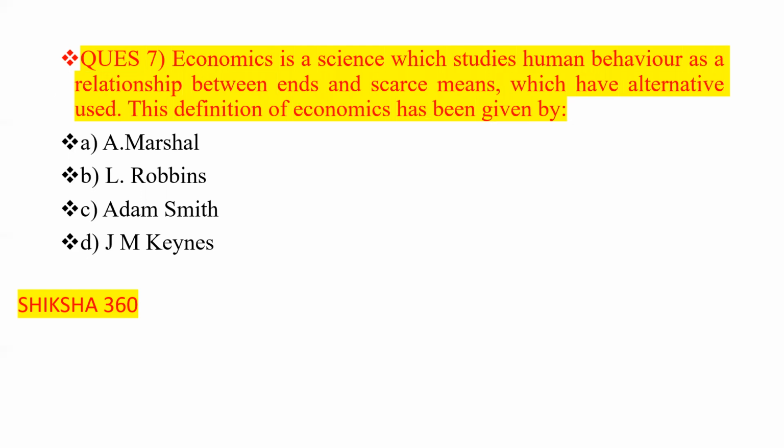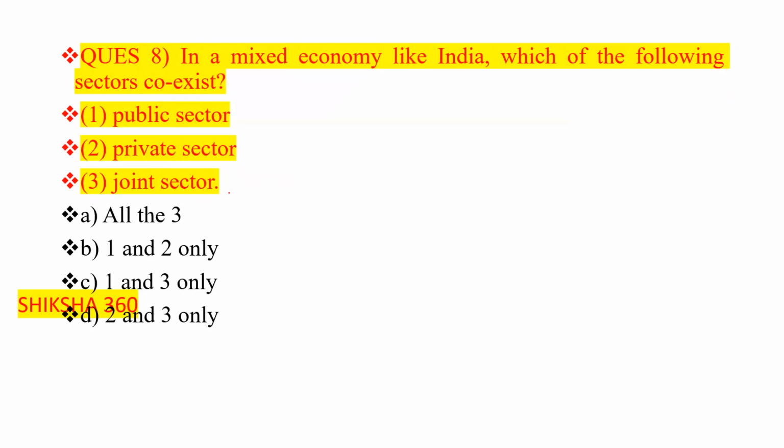Economics is a science which studies human behavior as a relationship between ends and scarce means which have alternative uses. Clear? So this definition of economics has been given by option number B, that is Lionel Robbins. So option number B is the correct answer. Now move to the next question, question number 8.